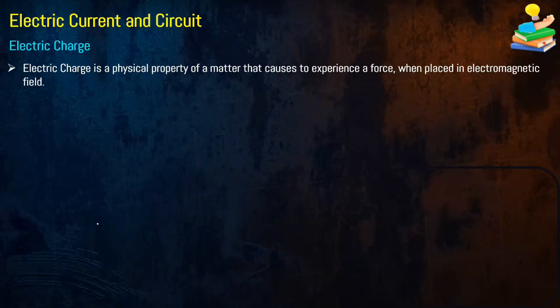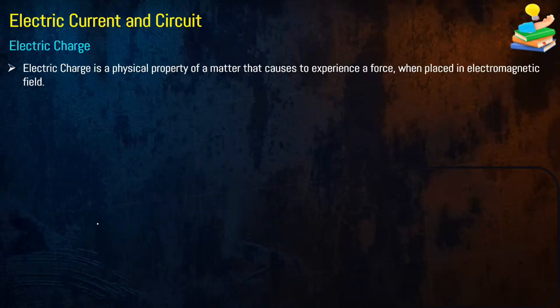Here, electric charge is the physical property of a matter. Matter means it is having mass. You already know bodies are having masses. Similarly, in electricity, we need to talk about electric charges present in the body. So every body consists of mass, and every body is full of electric charges. These electric charges cause it to experience a force when you place this mass or body in the electromagnetic field.